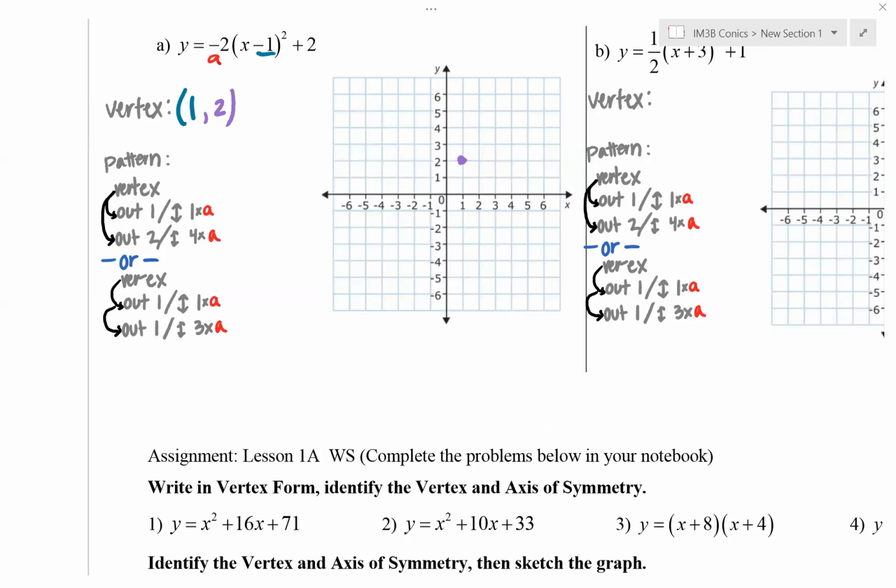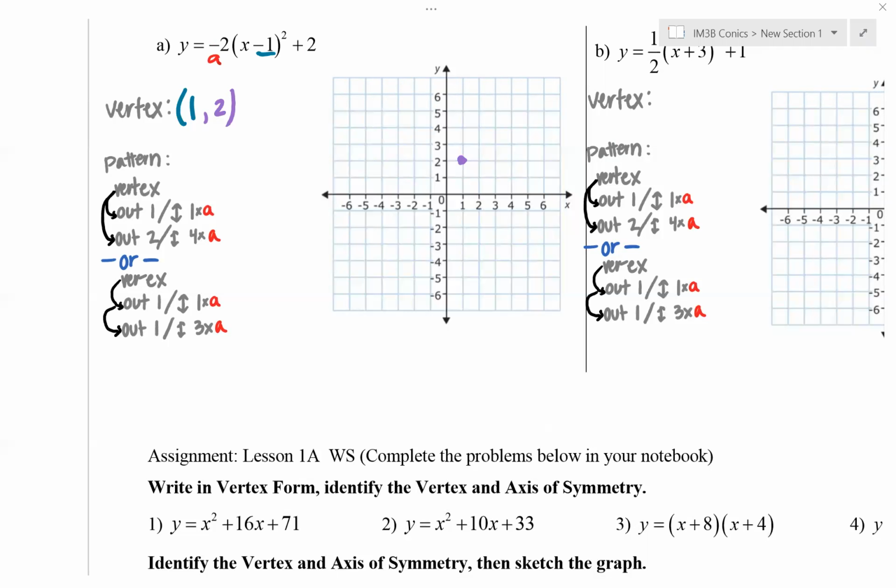The other method is using odd numbers and just building. The first one's the same, right? I go out 1, up 1 times a. Then from the next point, I would go, actually I'm going down because it's negative. So then I would go out 1 and down 3 times -2, right?